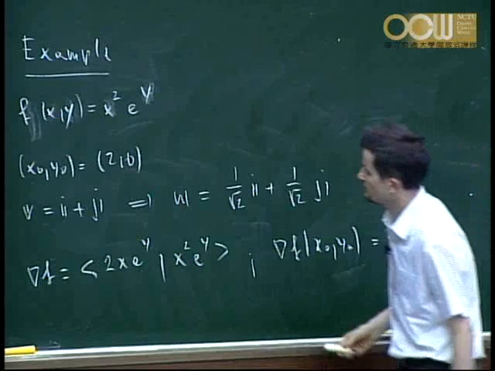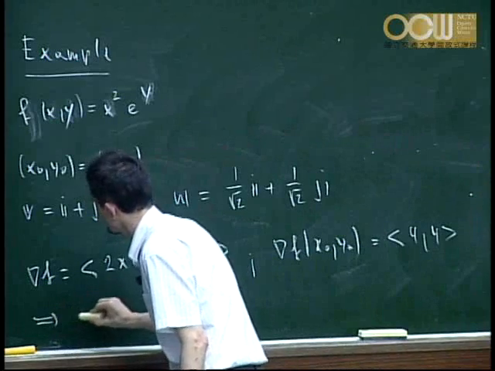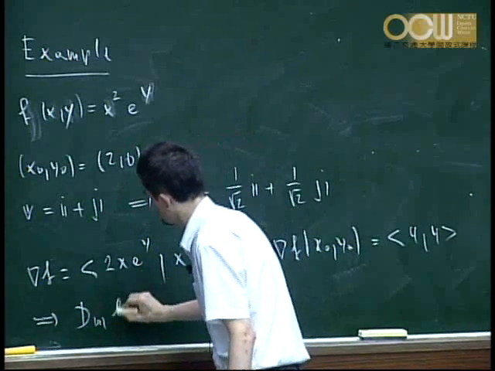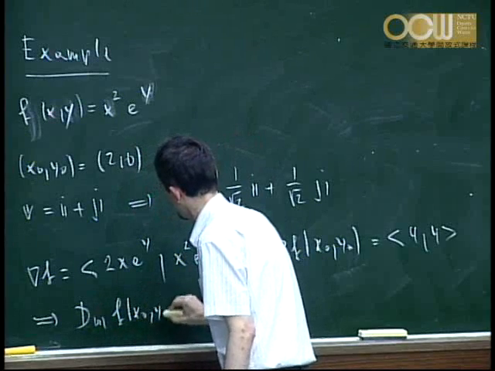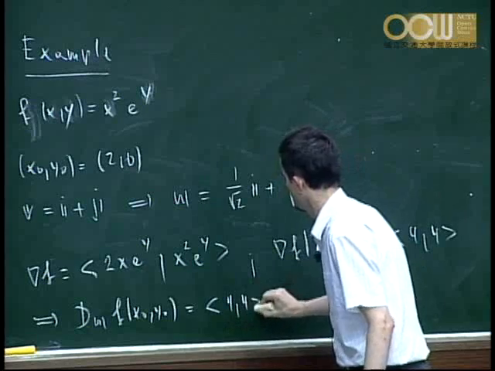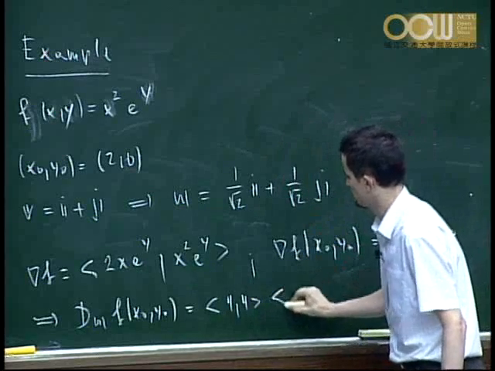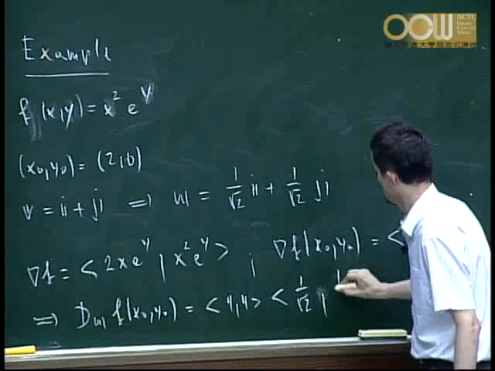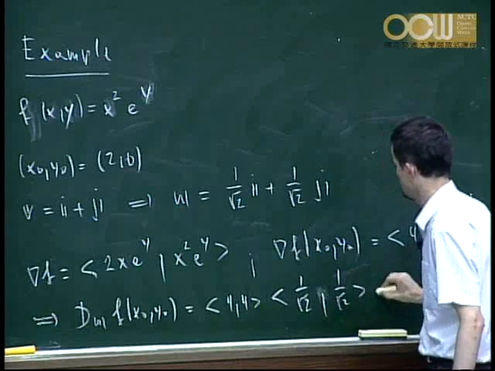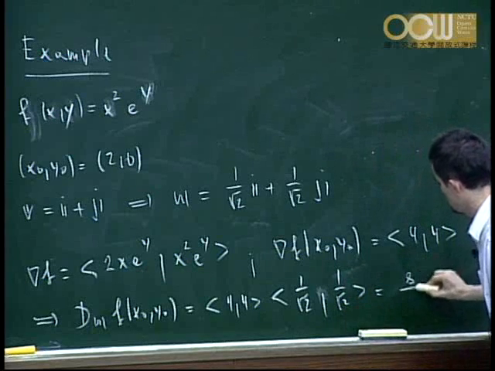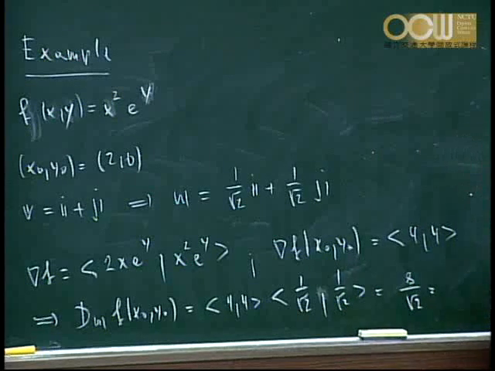And then you can compute the directional derivative in direction of u of f at (x0, y0) as the inner product of (4, 4) with this vector here, so 1 over square root of 2 and 1 over square root of 2. So what you get is 8 over square root of 2, or if you like, 4 square root of 2.